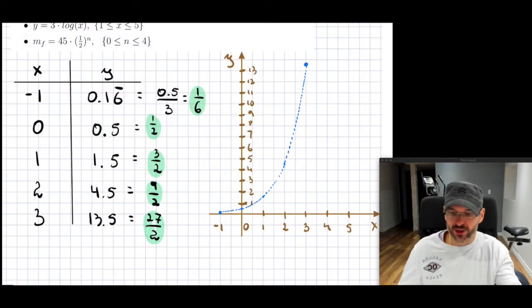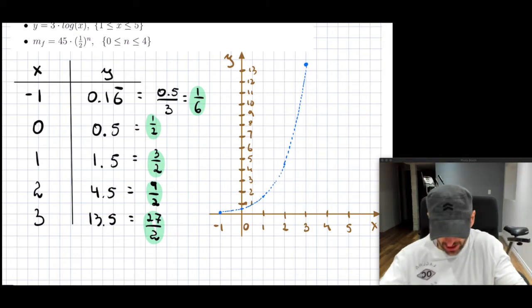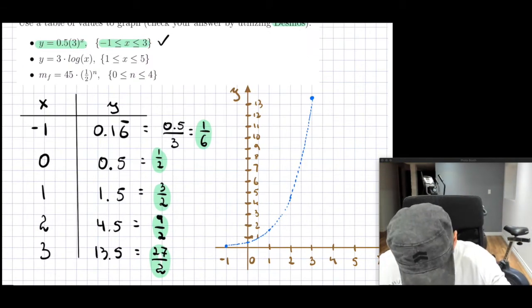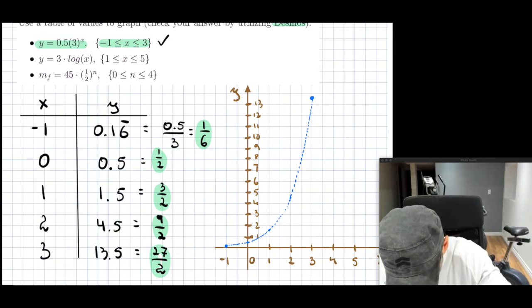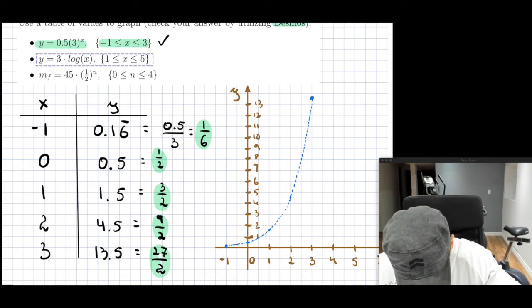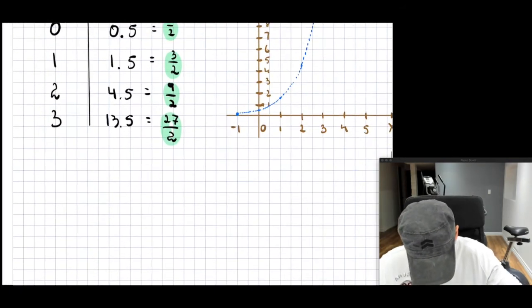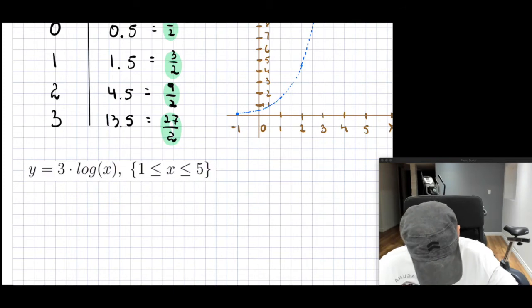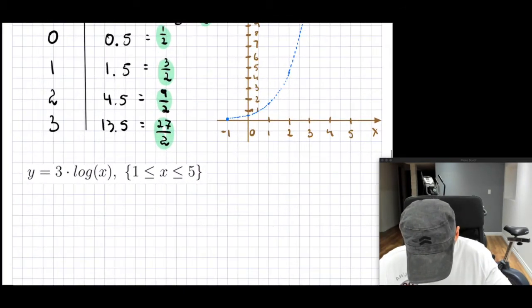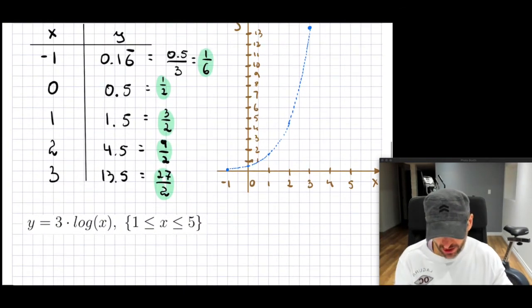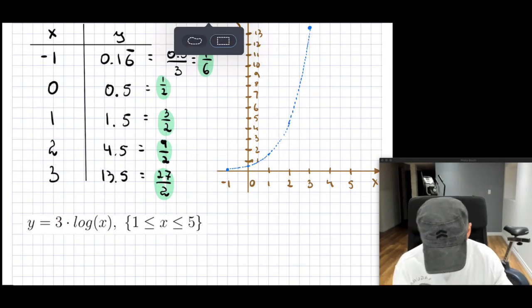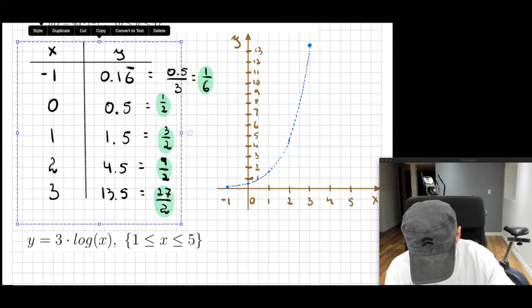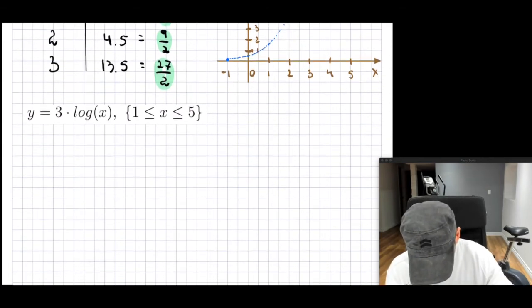Now let's take a look at the second one. How is this one any different? Well, it's not any different. It's exactly the same. So let me copy this down here. This is my second relationship. And now let me create another table of values. This is between 1 and 5. Let me create this. I'm going to copy it down.